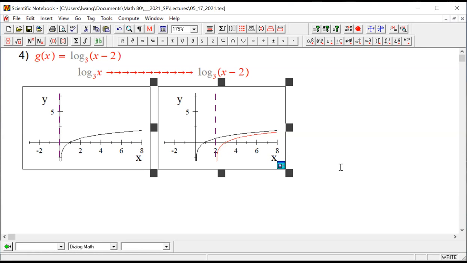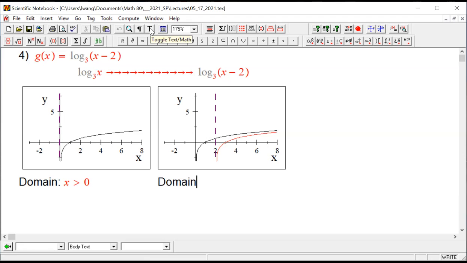Okay, so in terms of domain and range, what is the domain for log base 3 x minus 2? The domain for log base 3 x, of course, we know, is x larger than 0. And how about the domain for this guy? It has to be x larger than 2. Range stays the same.